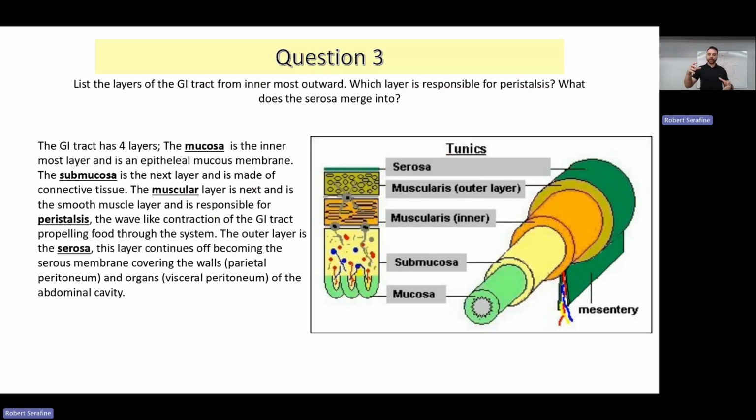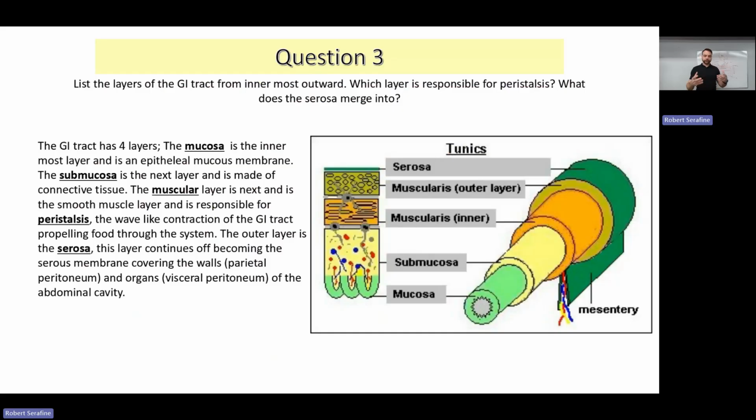So it's almost like if I had a golf ball in a garden hose and I would squeeze the garden hose just behind the golf ball to push it forward until it finally came out the end of the garden hose. So the same thing here. Our muscular layer of the GI tract just squeezes our GI tract like a toothpaste tube to just keep the food moving forward.